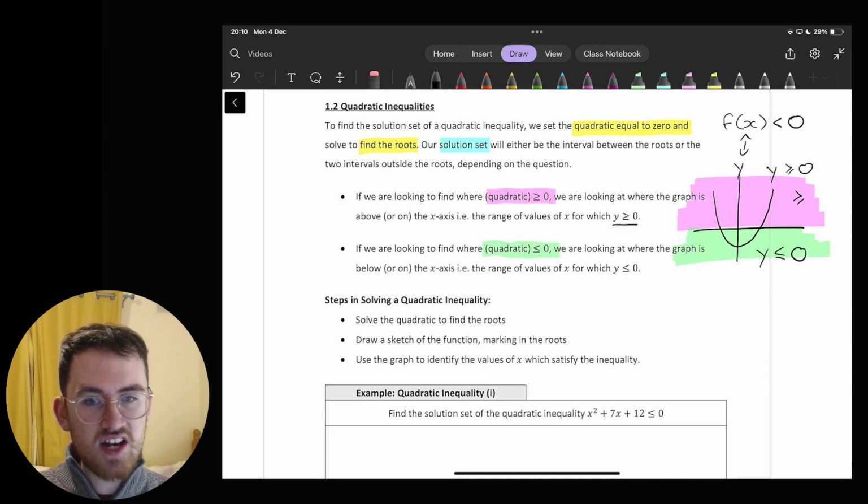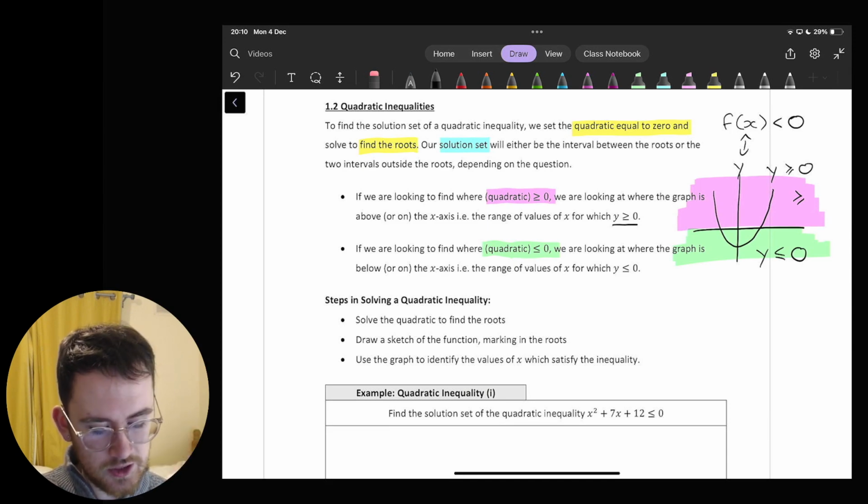But in general, if they ask you quadratic greater than or equal to 0, you're thinking greater, you're thinking above. If they say less than, you're thinking below. Okay, in simple terms, I suppose.